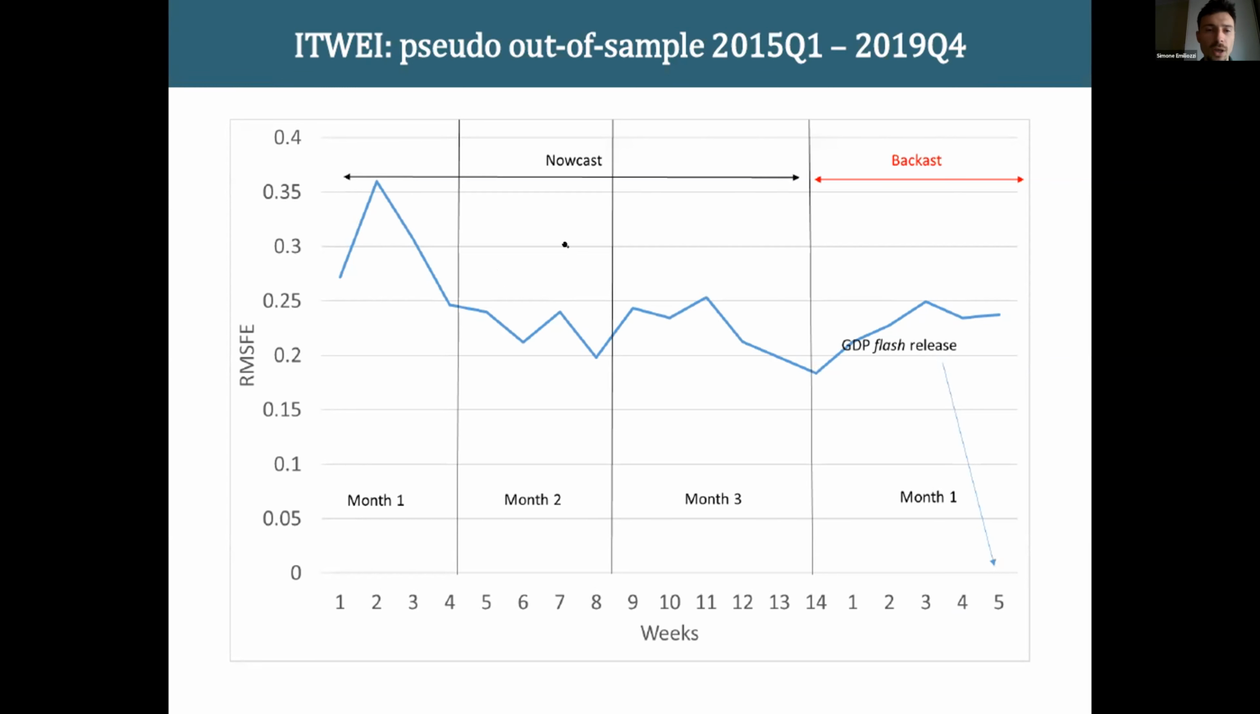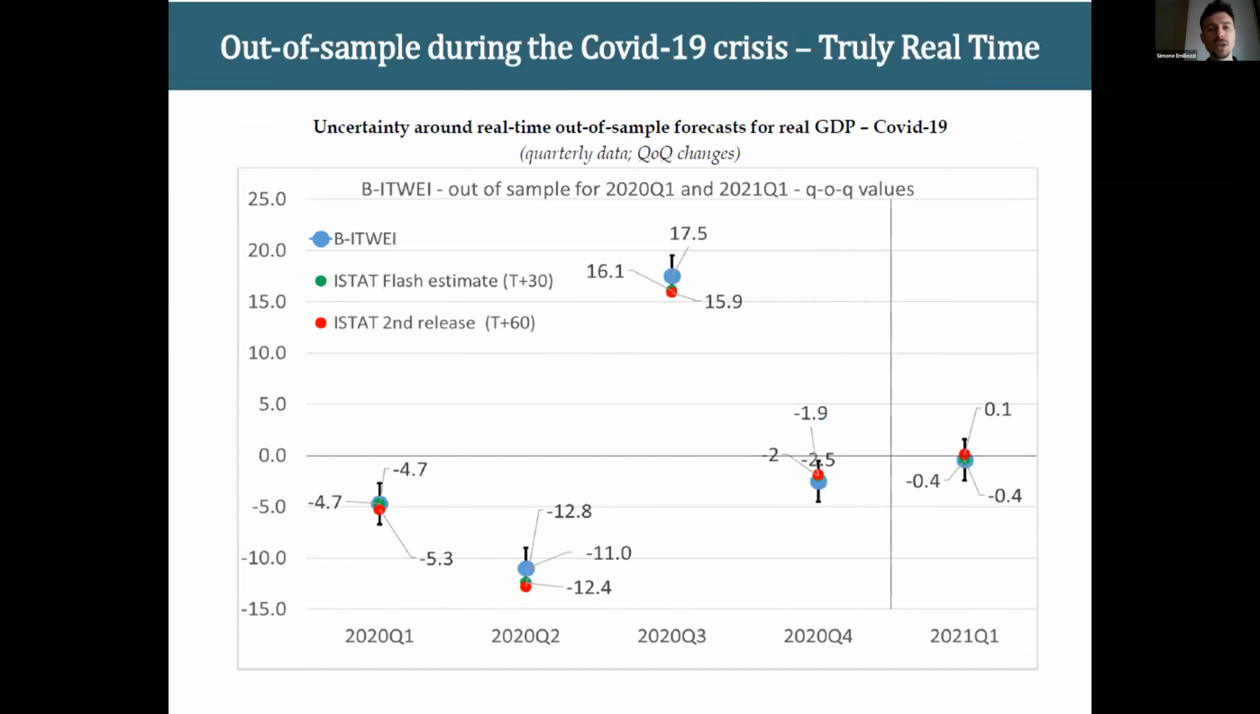Perfect. So basically, from here we can see that there is forecast monotonicity. But this is out of sample, not in sample as before. So as information comes, the index improves. And let me conclude with this slide. This is the real out of sample with all the vintage in real time. This is the forecast, the performance of our index in the COVID sample.